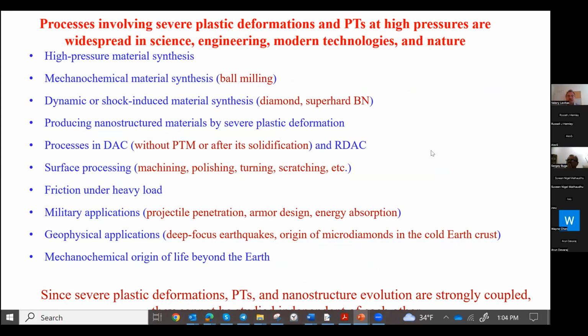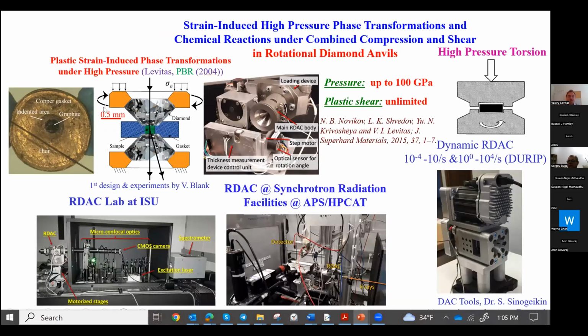Processes involving severe plastic deformations and phase transformations at high pressure are widespread in science, engineering, and modern technologies in nature. It includes, for example, synthesis under static and dynamic high pressure, mechanochemical material synthesis, producing nanostructured materials by severe plastic deformation, processes in diamond anvil cell without pressure transmitting medium, and surface processing, friction, various military, geophysical, and other applications. And we're performing experiments in rotational diamond anvil cell.